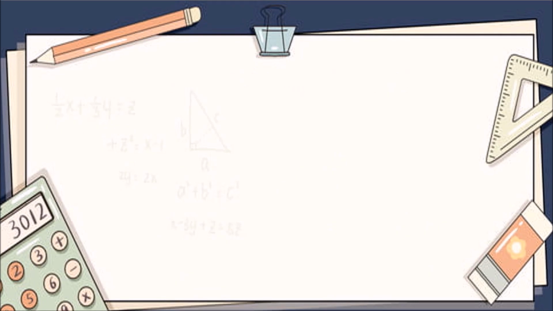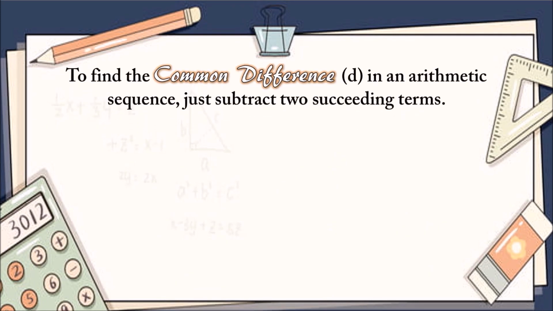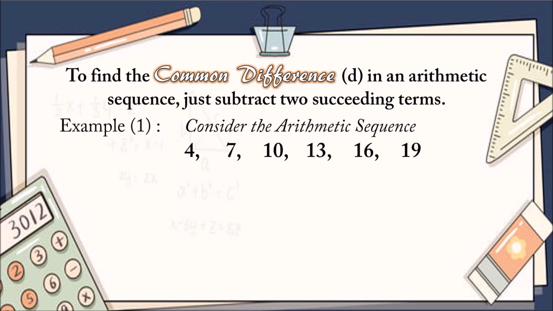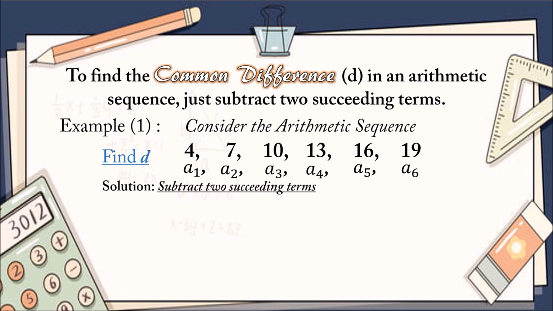Now, we will discuss about how to find the common difference d in an arithmetic sequence. Just subtract two succeeding terms. Example, consider the arithmetic sequence 4, 7, 10, 13, 16, and 19. These terms are denoted as a sub 1, a sub 2, a sub 3, a sub 4, a sub 5, and a sub 6. So we are going to find d, which is the common difference.